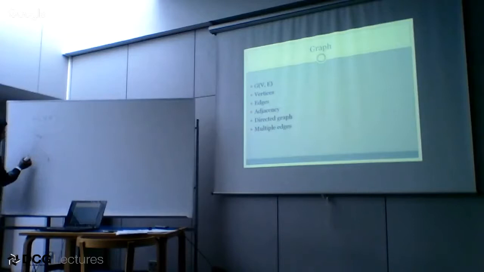The other thing is the directed graph. In the undirected case you can say that v1 is adjacent to v2, and at the same time v2 is adjacent to v1. But if you give some direction, then v1 is adjacent to v2, but v2 is not adjacent to v1. And the third is multiple edges, because there can be more than one edge between two vertices. So between v1 and v2 there can be three edges.